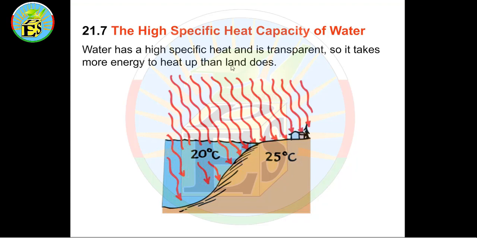Water has a high specific heat capacity, so it takes more energy to heat up than land does. It means at the same time, if we measure the temperature on the sand, it will be 25 degrees, and in water 20 degrees. Why? Because water has higher specific heat capacity than the land.